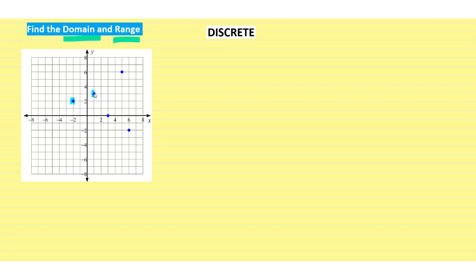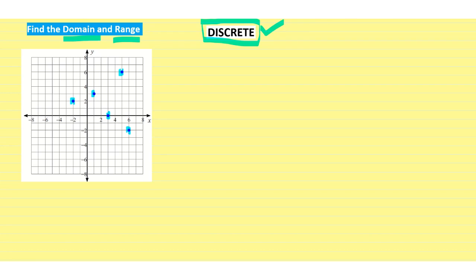We are going to be finding the domain and the range for all of these points. We have 1, 2, 3, 4, 5 points. If you can count them, that is what is known as a discrete relation. It's a set of points. It is not a line, it is not a curve, it is not a circle, it is just individual points. That is what is known as discrete.